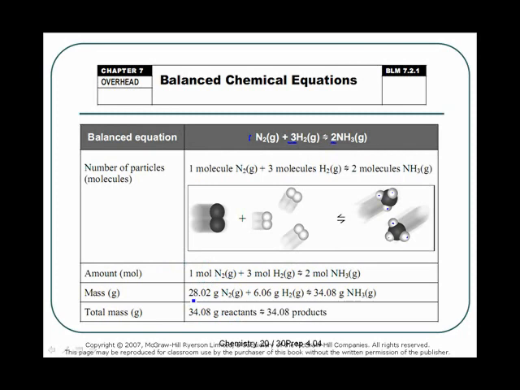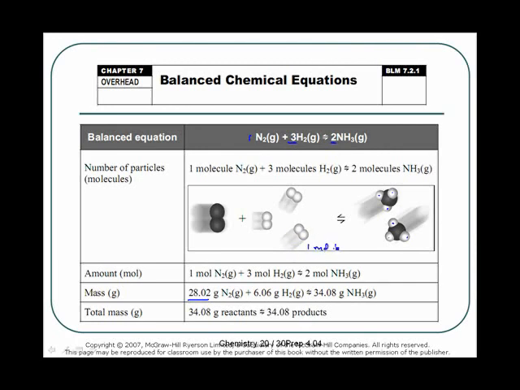If we look at the mass, it is conserved. If you look at 1 mole of nitrogen gas, 1 mole of nitrogen gas is 28.02 grams. That's the molar mass of nitrogen gas. And if we look at the molar mass of hydrogen atoms, molecules. So if we look at hydrogen molecules, each molecule weighs 2.02 grams per mole. So 1 mole.